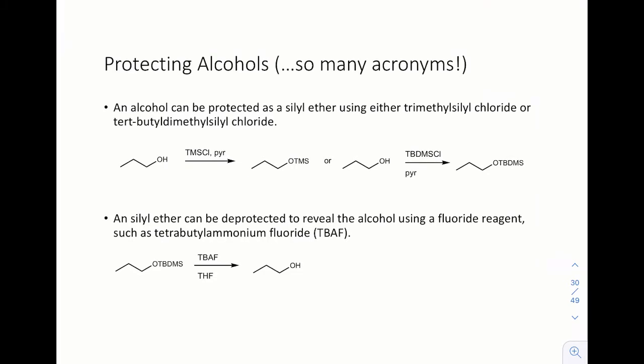The most irritating part of protecting alcohols is all the acronyms. Let me just summarize for you how we will protect alcohols, and then we will get into the acronyms. So the issue with the alcohol is the acidic proton, right? It kept being deprotonated by these carbanion species. So we need to replace that hydrogen atom with something that is not going to react with the carbanions. The way that we do that is by replacing the hydrogen with silicon. So we're going to make the silyl ether.